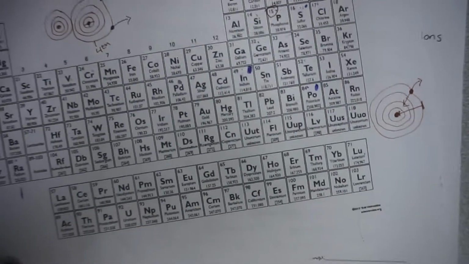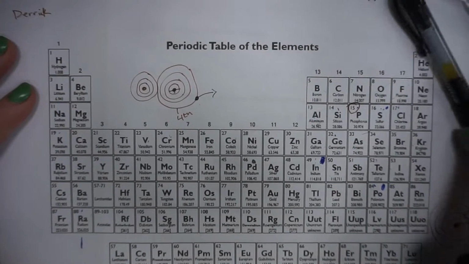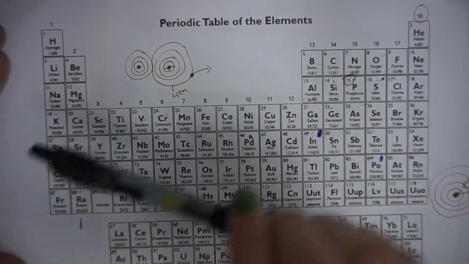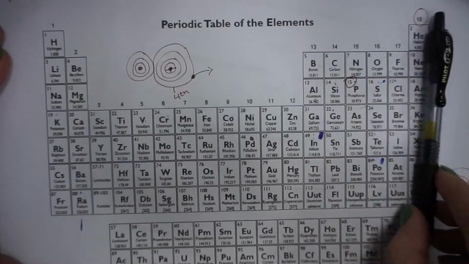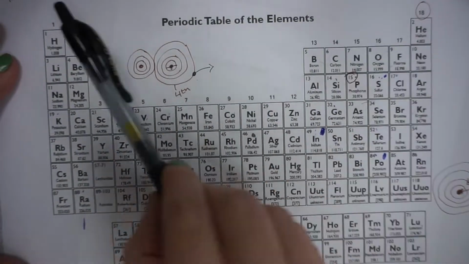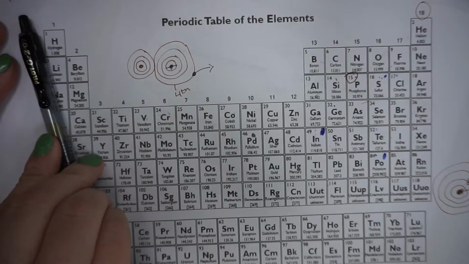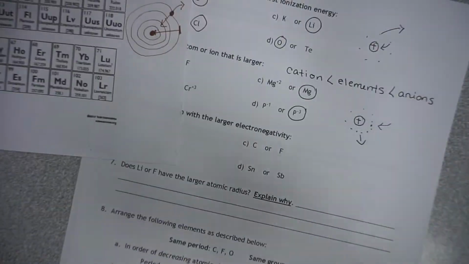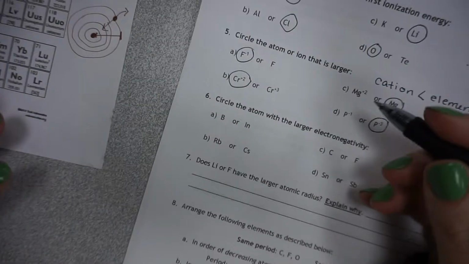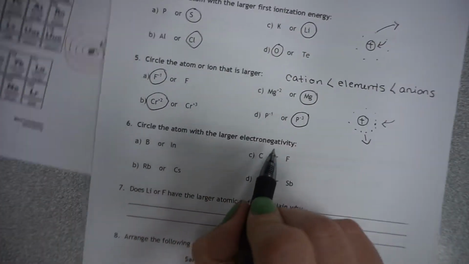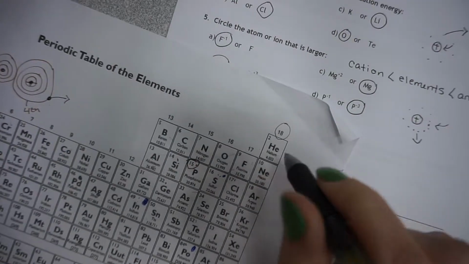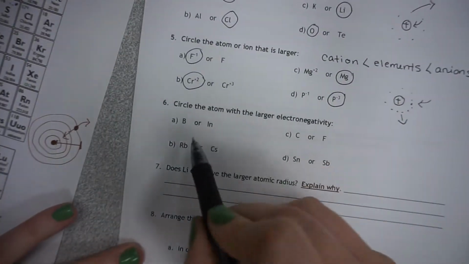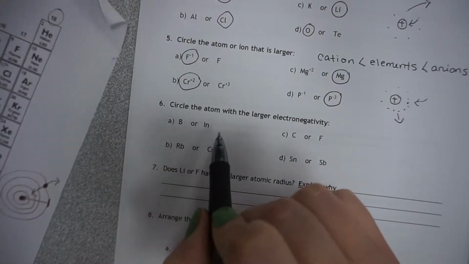So electronegativity, the trends again: atomic size, bigger as you go down and to the left. Ionization energy and electronegativity, bigger and bigger as you go up and to the right. So you need to know the group and period trends. Whichever one is closer to the top right is going to have the largest electronegativity. So we have boron and whatever.